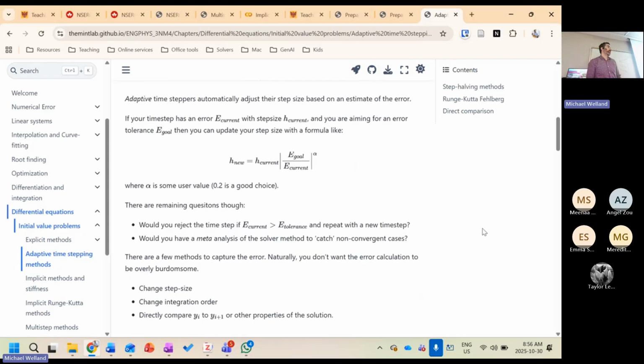But there are other questions. If you took a time step and it turned out that you were uncomfortably wrong, right? You estimated the error and it wasn't so great. Would you disregard that time step? Is it garbage? Or is it still useful? Right? Could you correct it? Could you take what your solution was, estimate the error, subtract it off, and now you get a better answer, right? All of these are down to your different algorithms and your choices.